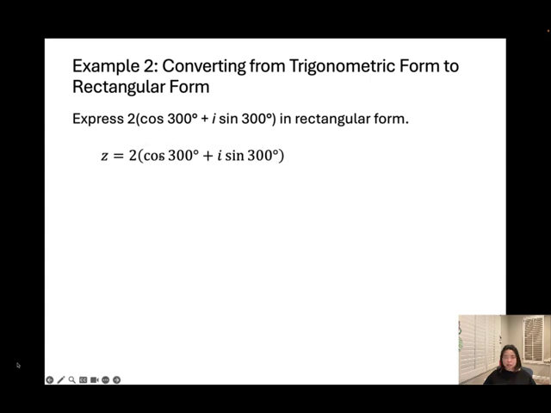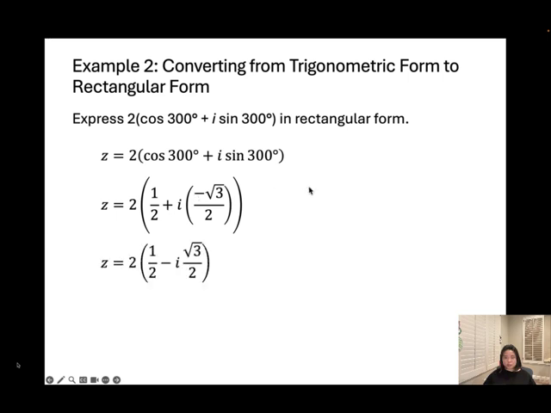Okay, remember how to do it, right? Cosine 300, talking about the reference angle, will be cosine 60. What's cosine 60? That's 1/2, right? How about sine 60? But it's a negative sine 60 because this is in quadrant 4, right? It should be equal to negative root 3 over 2. Okay, then we have the negative here. Negative times positive becomes negative. And then we distribute the 2 one by one. So you should get 1 minus i root 3.